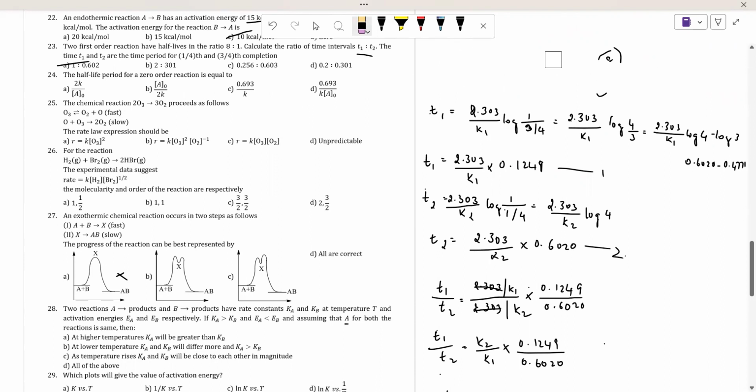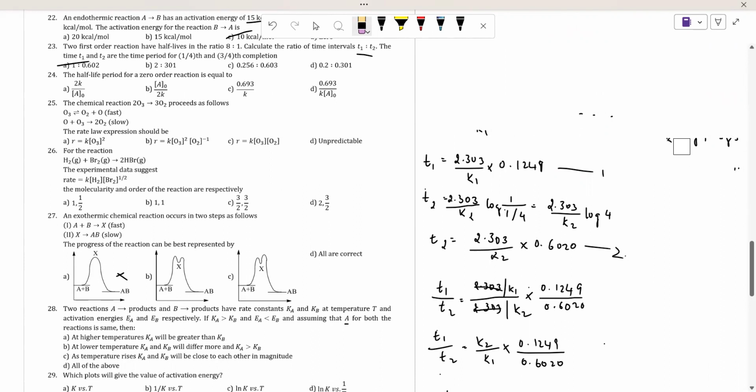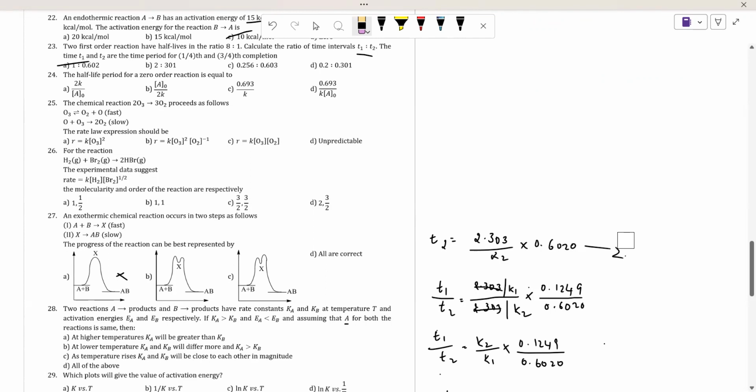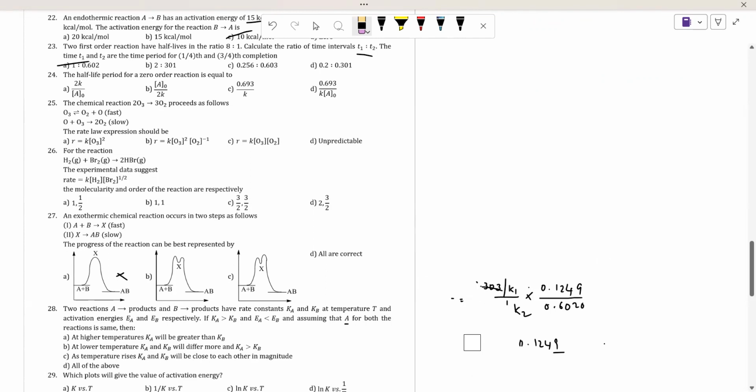We are asked the half-life period of a zero order reaction. All of us know the general expression, that is the nth order T half formula. So what is the nth order T half formula? T half is directly proportional to, what is it?